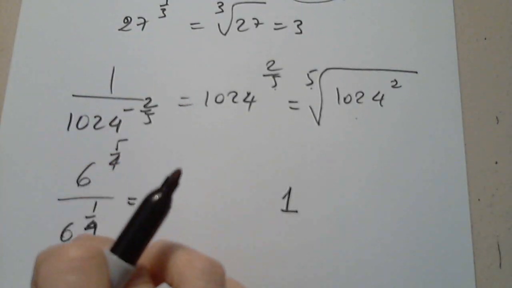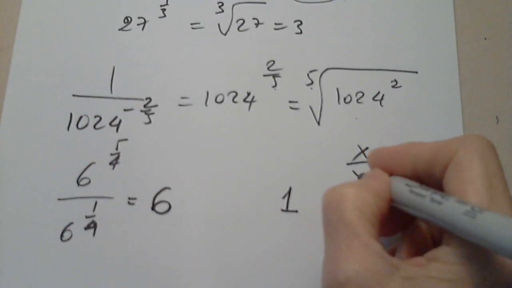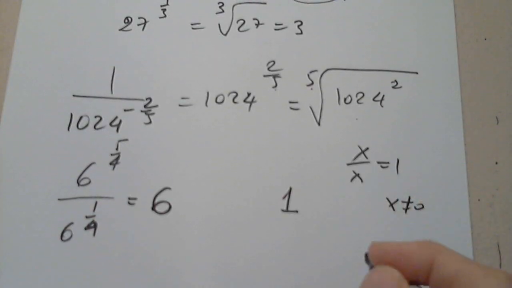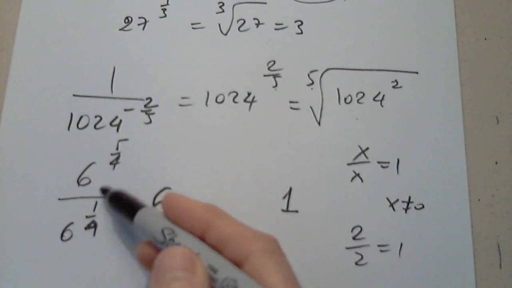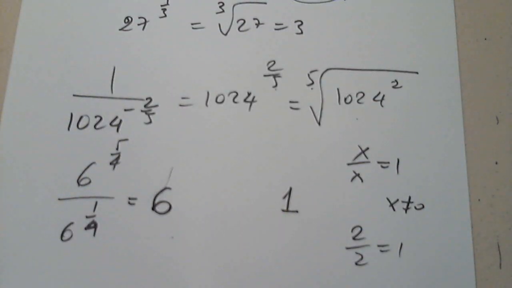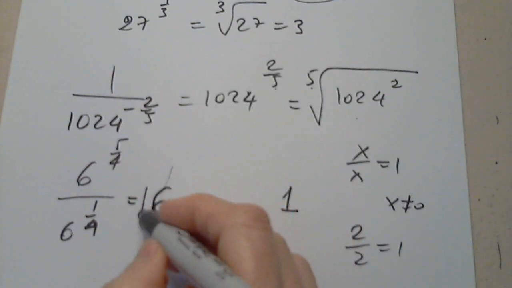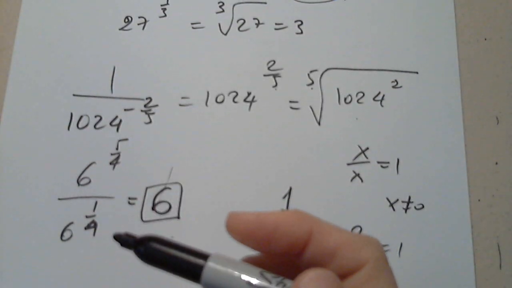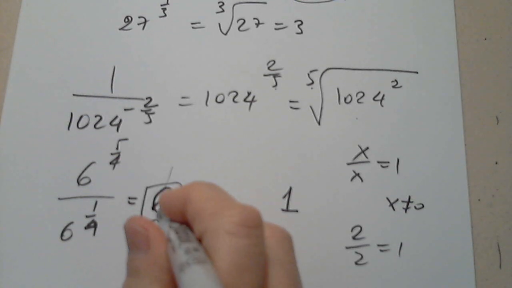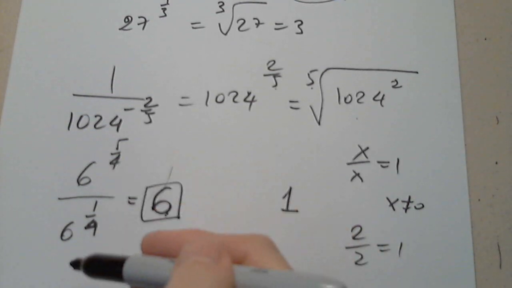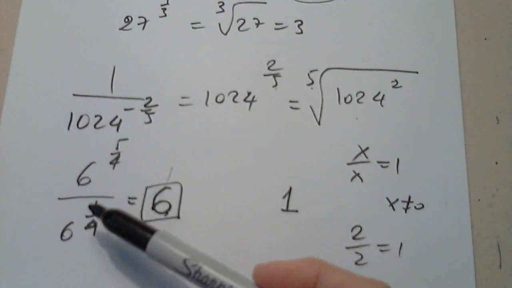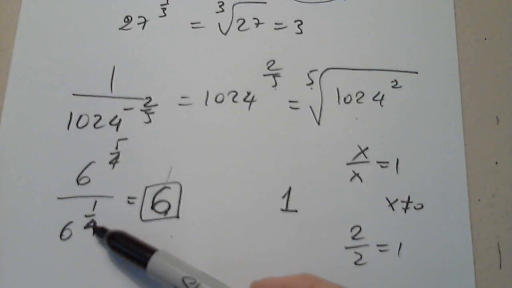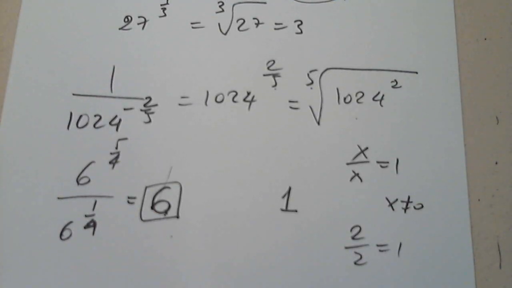The answer is 1 only if they are the same. X over x is 1, assuming x is not 0. 2 over 2 is 1. But here, these are not the same. You can never write 1. So what I'm saying is you forgot to write the base. So when we use an exponential notation, we first copy the base, and then in this situation, we subtract the exponents. From the exponent of the numerator, we subtract the exponent of the denominator. Good.